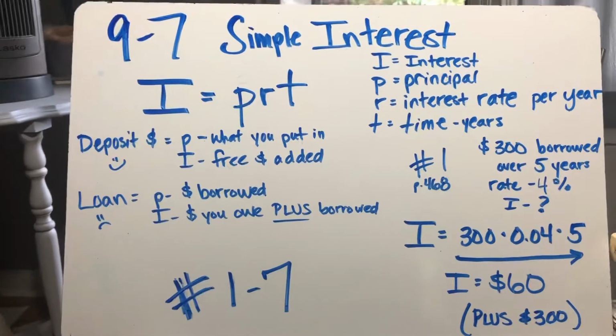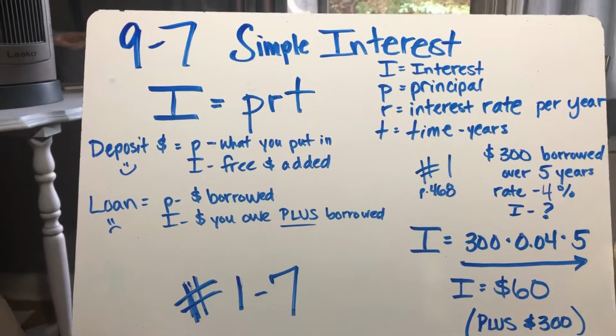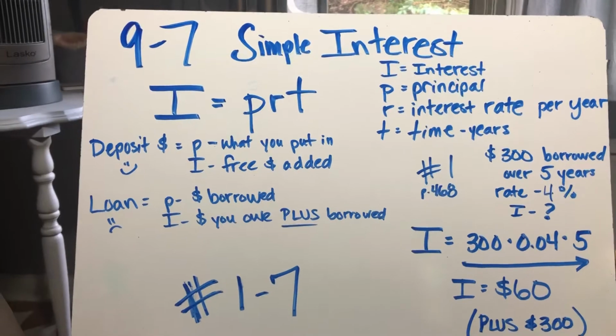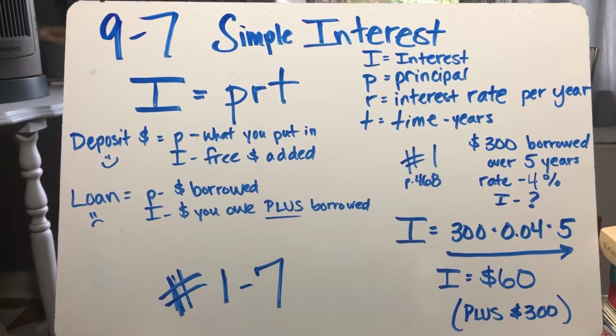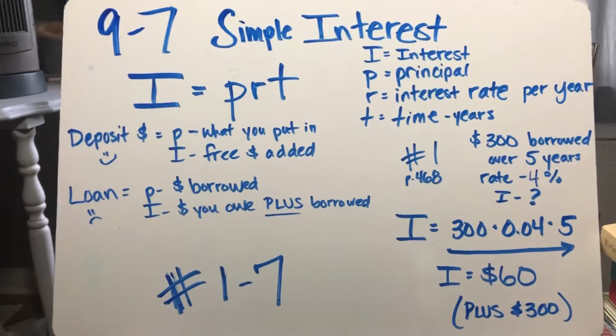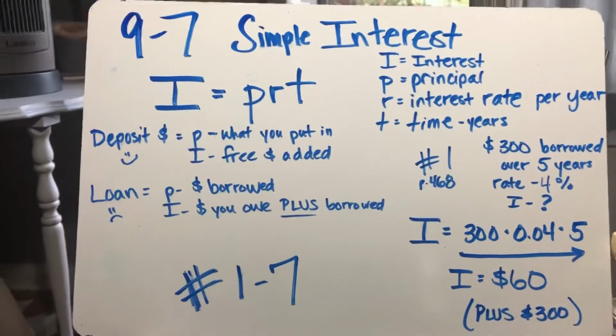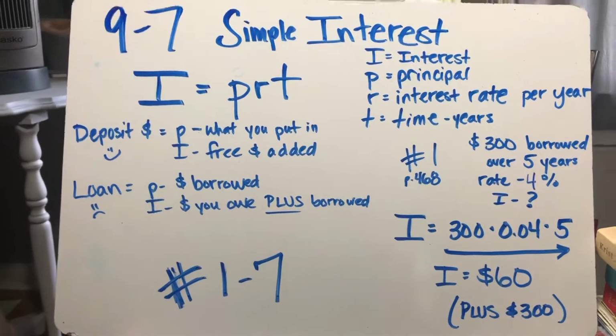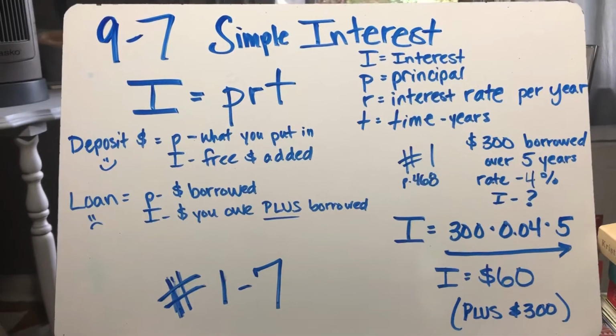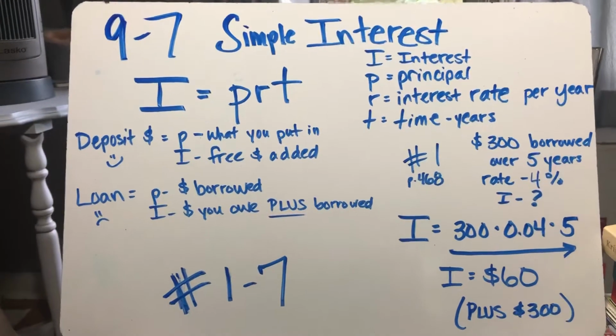So you can, with your 9-5 and 9-6 papers, throw them away. But your papers are photocopied back and front, so I don't know if that messes up anything for you. 9.7, I'm going to do half today and half tomorrow, helping you out since it's the last week of school. You're going to talk about simple interest.